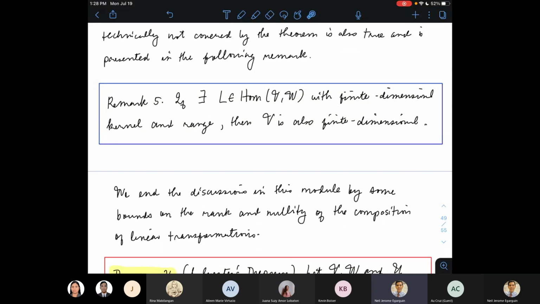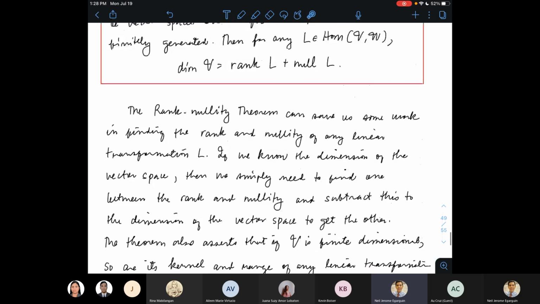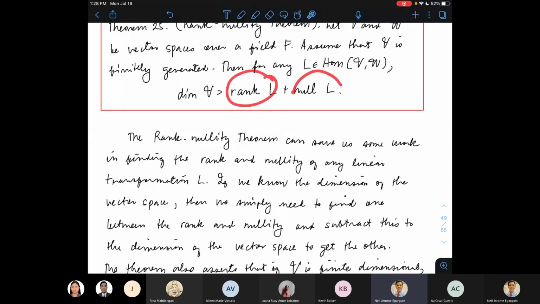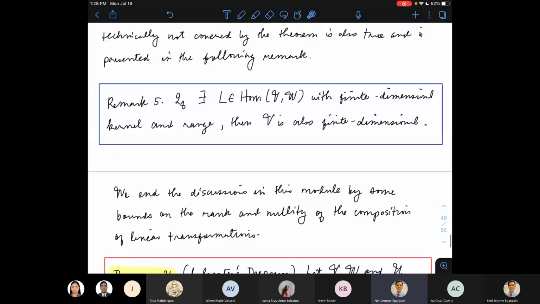Remark 5, or an instant corollary of Theorem 25, is that if the kernel and the range are both finite dimensional, then V is finite dimensional. And that's obvious because kung yung rank ay finite at yung nullity ay finite, then if we take their sum, then that will also be finite. So the dimension of the domain should also be finite. Okay?